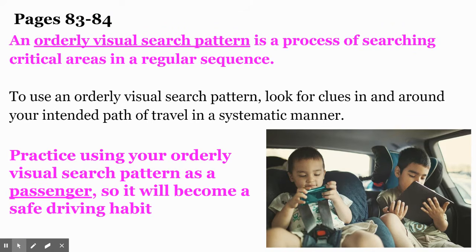We want to perform an orderly visual search pattern, and that is a process of searching critical areas in a regular sequence. We are going to look for clues in and around our path of travel in a systematic manner. Practice using your orderly visual search pattern as a passenger so it will become a safe driving habit.